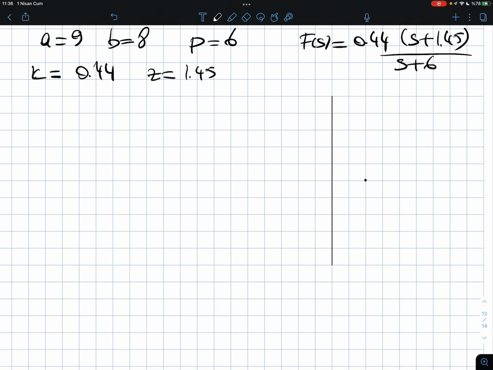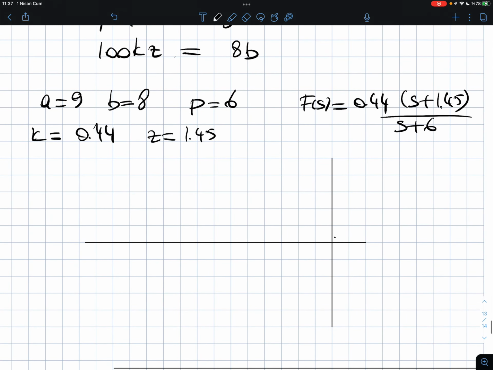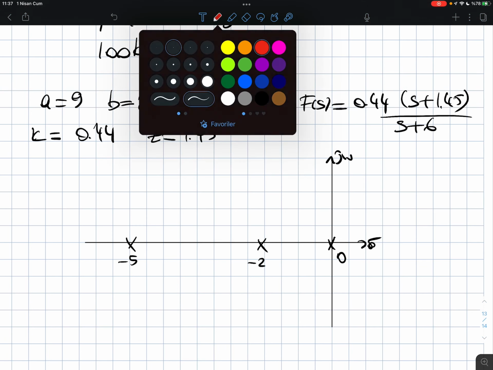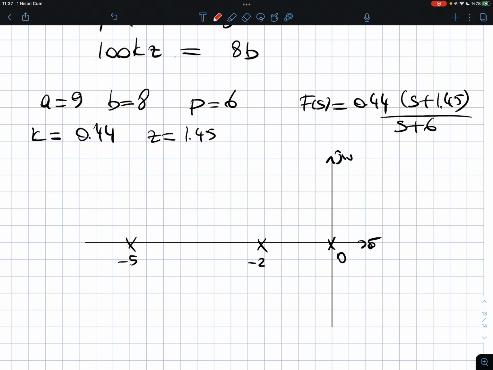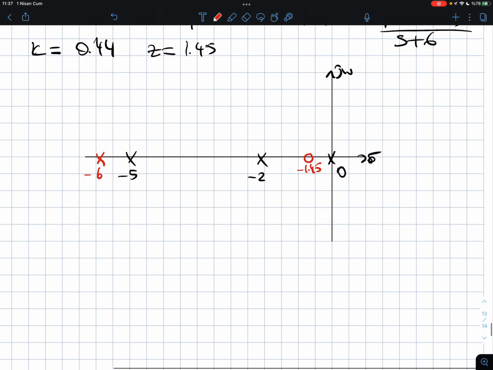Now let us try to depict what's really going on in the root locus domain, or s domain here. So we had a pole here, a pole here, and one here. This is the origin. So we added, let me choose another color here. Let's have blue, or let's have red. Now we added a zero somewhere here, 1.45, and we added a pole here at minus 6.